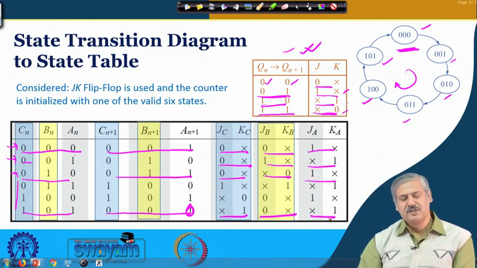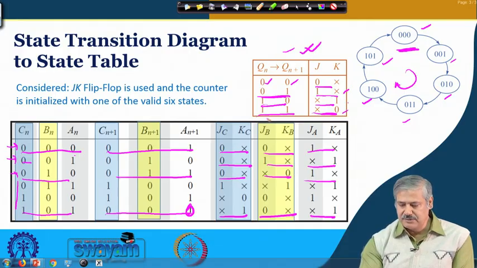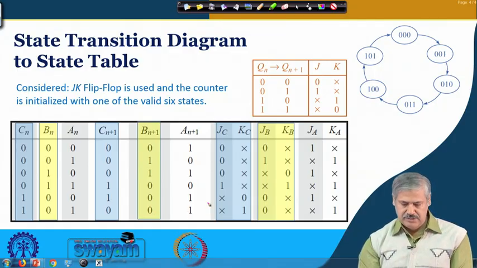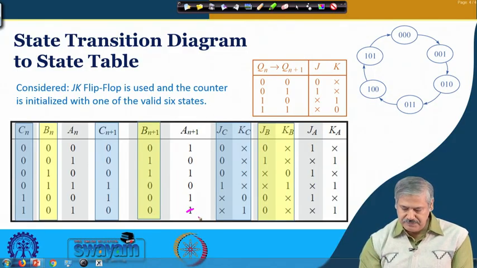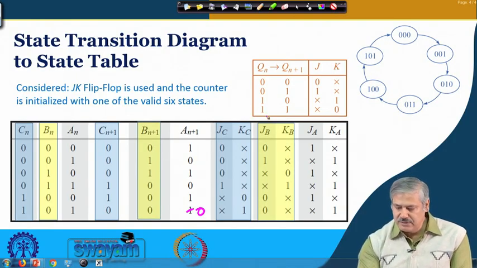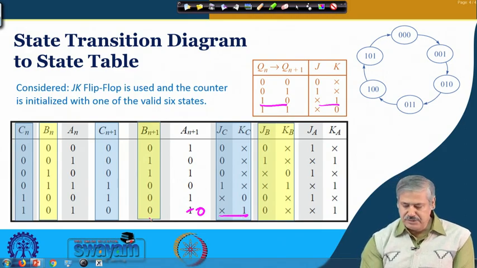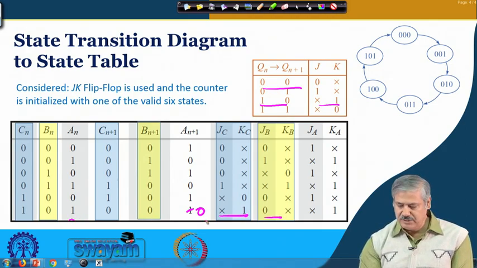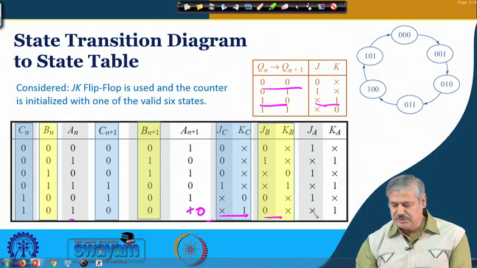Is it clear? So this was a typo error. Is it fine? 1 to 0, right? I am doing it once more. So this will be 0. Okay. 1 to 0, this is your transition cross 1. So that is your cross 1. 0 to 0, 0 to 0, this is your 0 cross, and 1 to 0, 1 to 0 again cross 1. So this is cross 1.